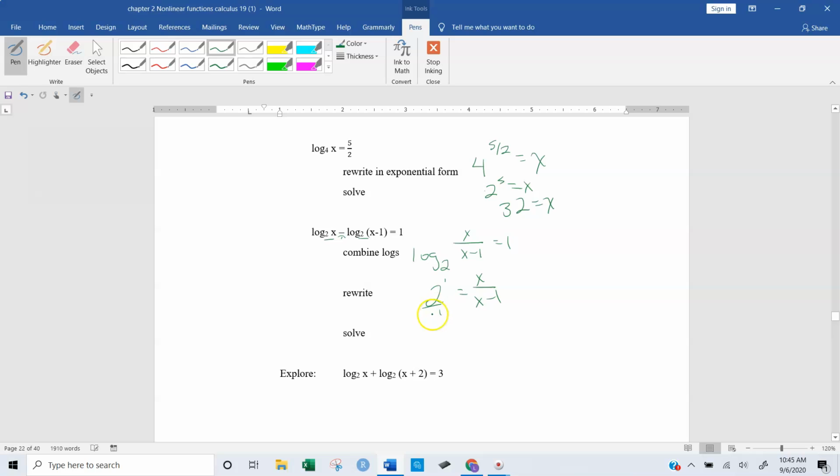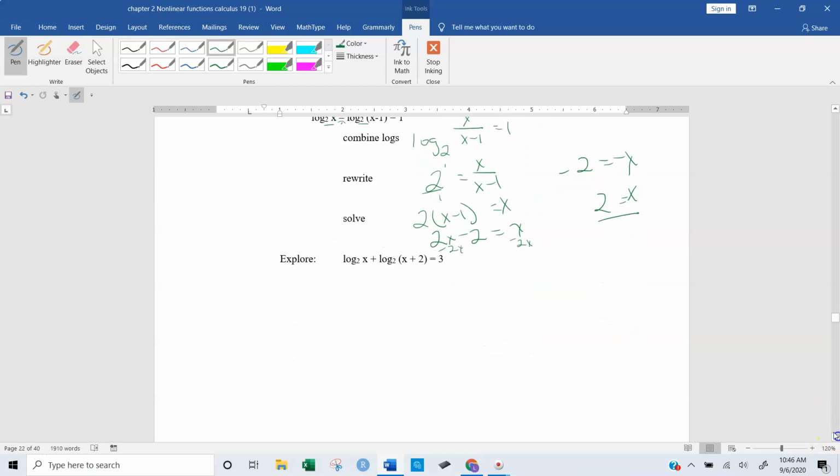So let's get a common denominator. So we got 2 times x minus 1 equals x. 2x minus 2 equals x. Subtract your x over. So minus 2 equals negative x, so x equals 2. You should always check. Plug it back in. 2 and 2, and when you plug that in, it is true. We are good. Okay, pause and try yours.